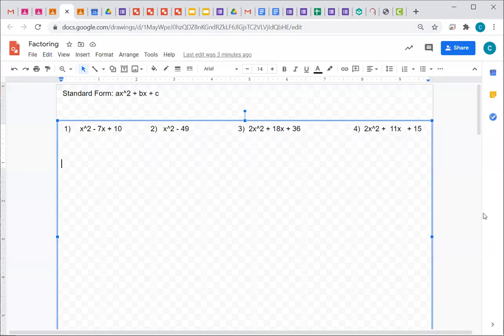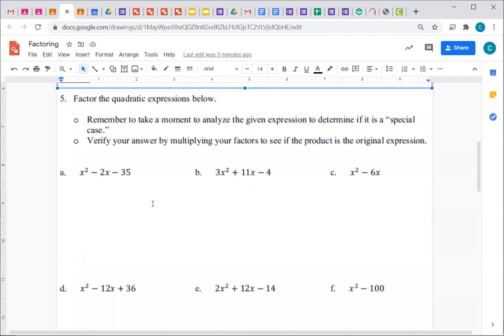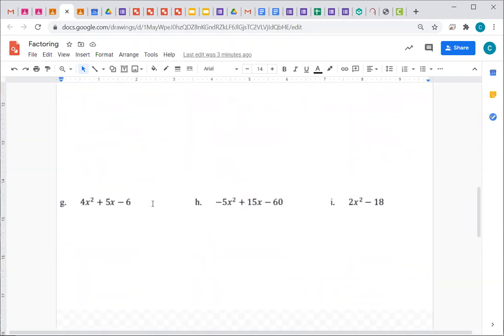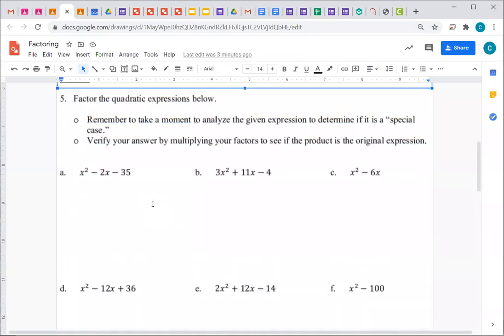Good morning. So this lesson is on factoring. Again, that's taking a quadratic expression that's in standard form and then turning it into factors. It is like doing distributive property in reverse. Now, here's the top of the page down here. Here's a page of expressions to factor.